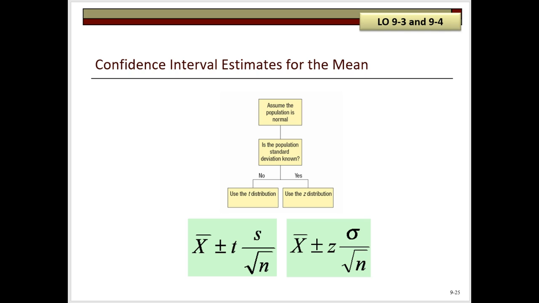On this slide, we summarize the formulas for computing a confidence interval for the mean using the t and the z distributions. The starting point is the assumption that the population is normal. We then ask the question, is the population standard deviation known? If the answer to the question is no, we use the t distribution. Otherwise, we use the z distribution. Both formulas have the same components, a point estimate and a margin of error. The margin of error in the two formulas is computed in a similar manner and is comprised of the same components. These components are the confidence level as expressed by z or t, the standard deviation, and the sample size.